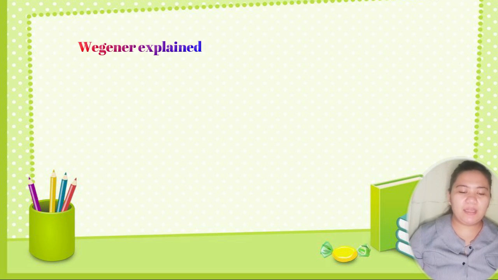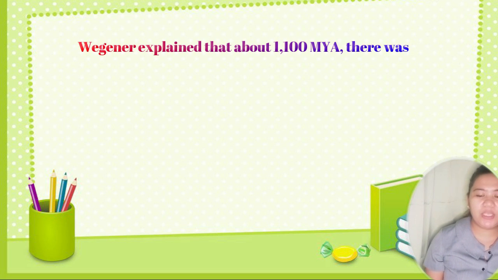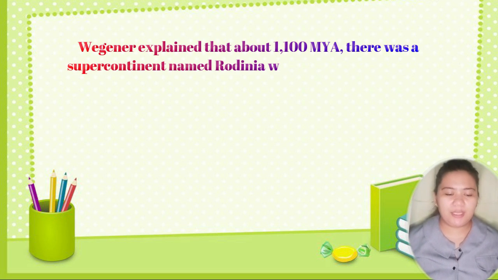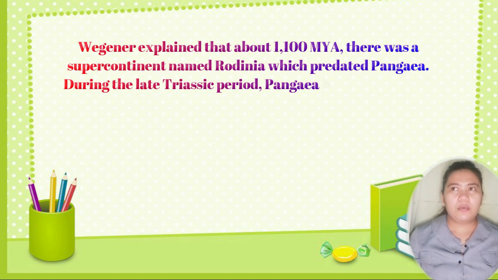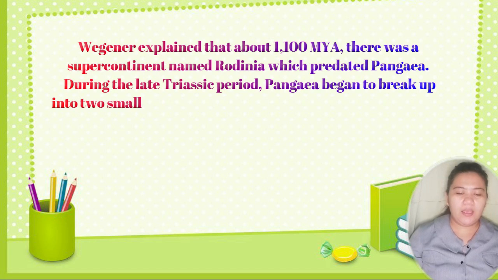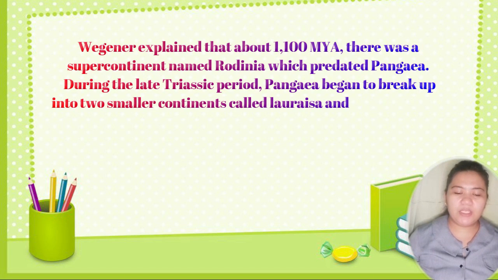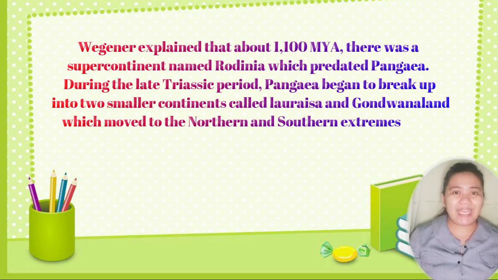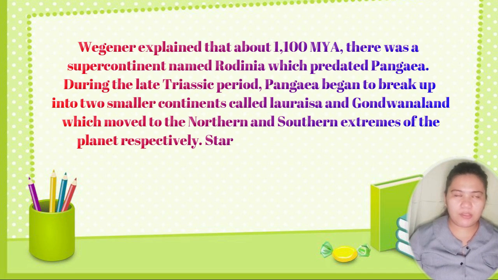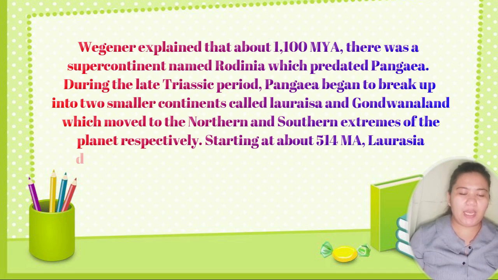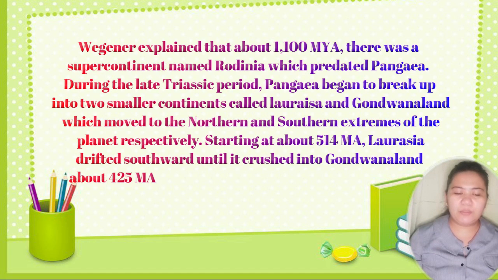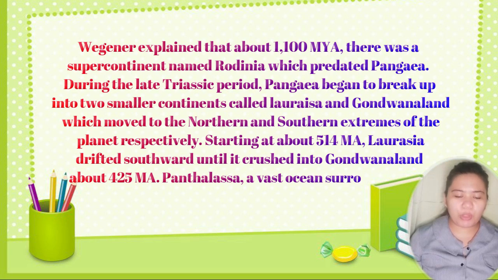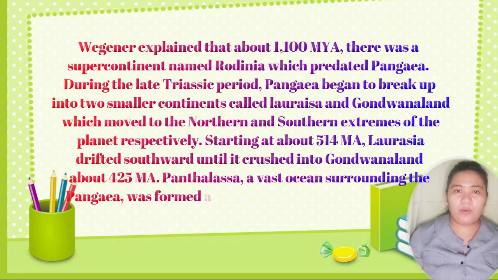Jenner explained that about 1,100 million years ago, there was a supercontinent named Rodinia. So this Rodinia predated Pangaea. Now, during the late Triassic period, Pangaea began to break up into two smaller continents, called Laurasia and Gondwanaland.